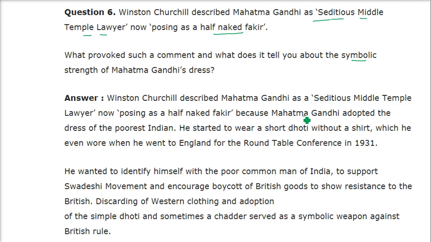Why did Churchill say this? Because Mahatma Gandhi adopted the dress of the poorest Indian. He started wearing a short dhoti without a shirt. When he went to England for the Round Table Conference, he wore this only. He wanted to identify himself with the poor common man of India, to support the Swadeshi movement and encourage the boycott of British goods, to show resistance to British rule. Discarding Western clothing and adopting a simple dhoti, sometimes with a chadar, a cloth on the top, served as a symbolic weapon against British rule.